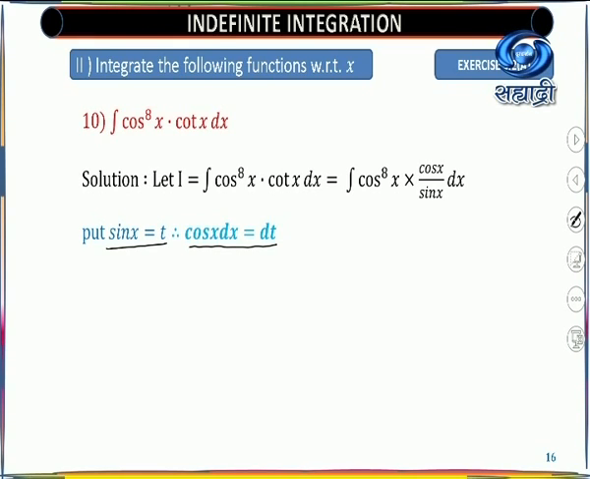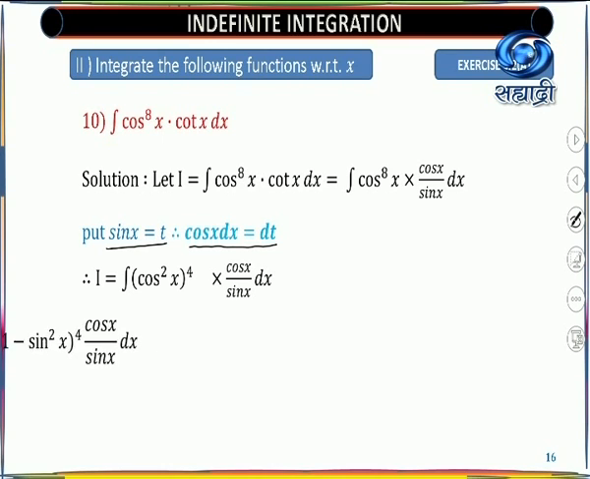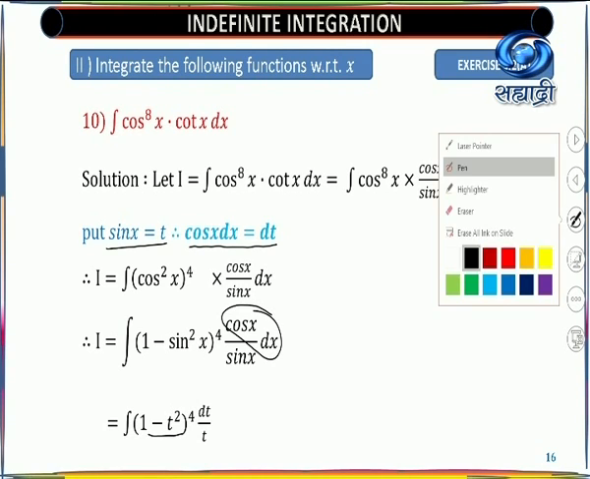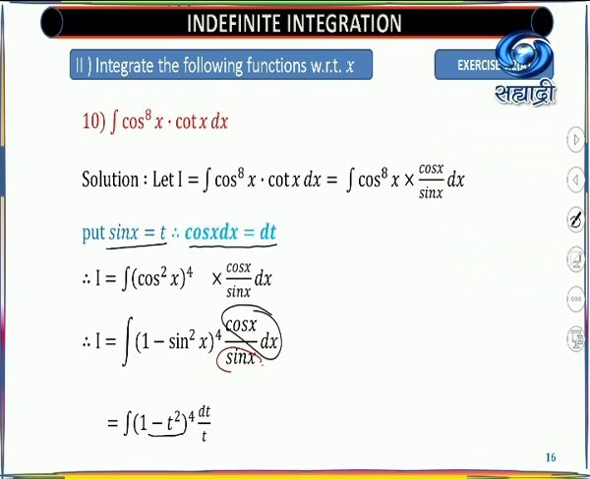Once you know cos x dx equals dt and you want sine, that means we need to split our cos raised to 8x as cos square x raised to 4. Now we substitute for the cos square. Cos square is 1 minus sin square x, raised to 4, times cos x upon sin x. Now it's easy to substitute. Immediately 1 minus t square raised to 4, cos x dx equal to dt, and sin x is t. So you will get 1 minus t square raised to 4 dt upon t.